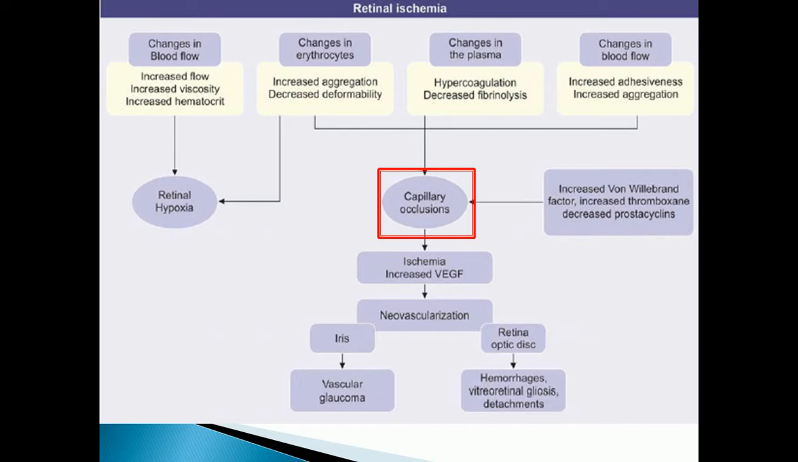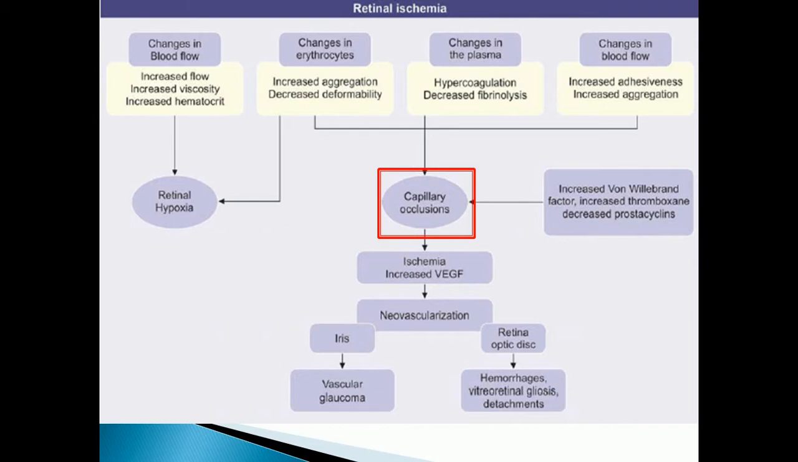Changes in the erythrocytes lead to increased aggregation of the erythrocytes and decreased deformability, leading either to retinal hypoxia or capillary occlusions. The changes in the plasma lead to hypercoagulation and decreased fibrinolysis, which lead to capillary occlusion, and the increased adhesiveness and aggregation of the platelets lead to capillary occlusions in diabetic patients. Also, there was found an increase in von Willebrand factor, increased thromboxane, and decreased prostaglandins in diabetic patients.